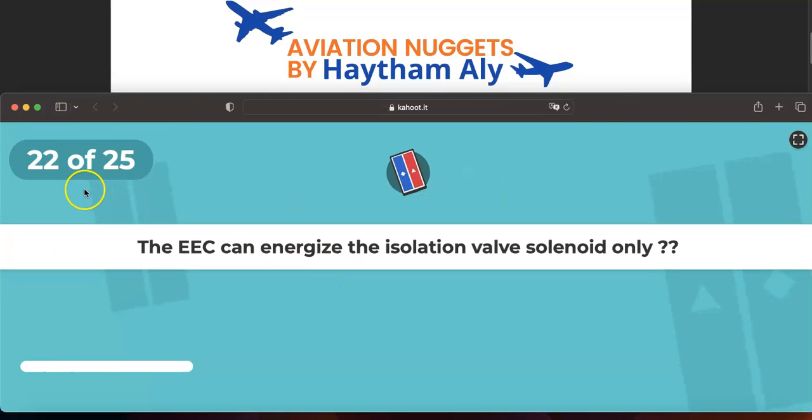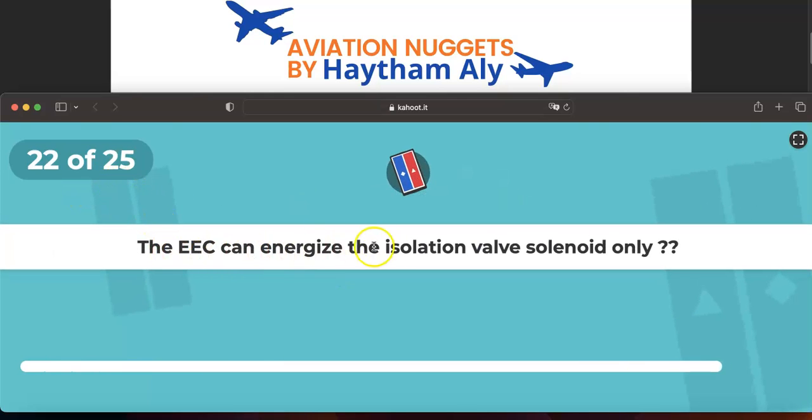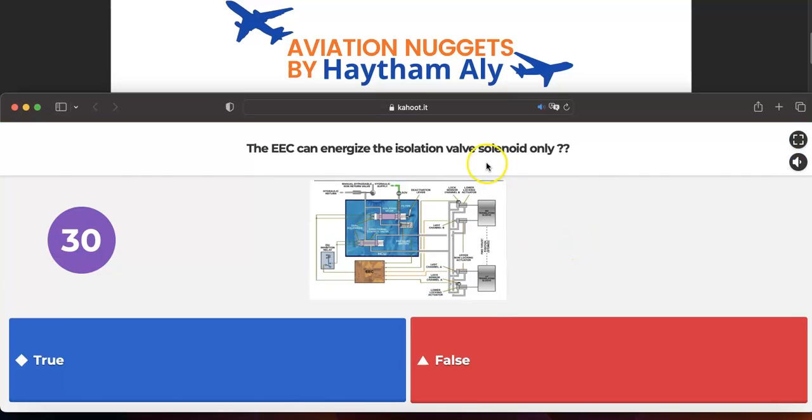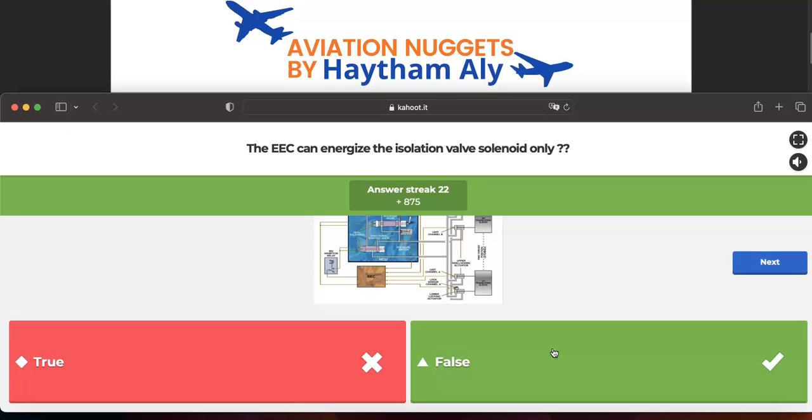Question 22 of 25. The EEC can energize the isolation valve solenoid only. This statement is false. The EEC can energize the solenoid of the isolation valve and the directional valve.